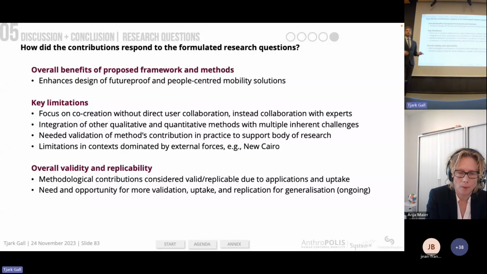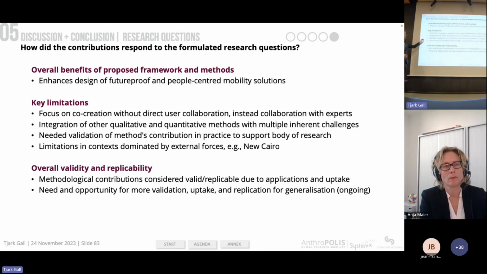And then we have limitations in certain contexts. For example, in New Cairo, we had challenges in certain areas, because we tried to use the framework which we developed to see how different dynamics work together, but sometimes there are external factors, for example, political reasons or economic reasons, which make development happen differently than it would in our model case. So I don't want to talk more about that.